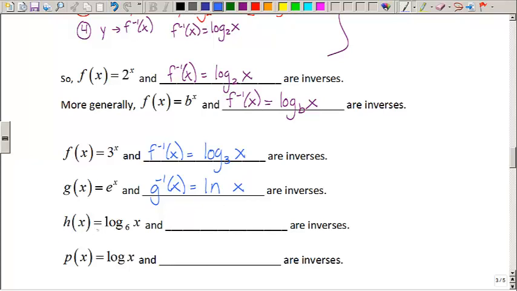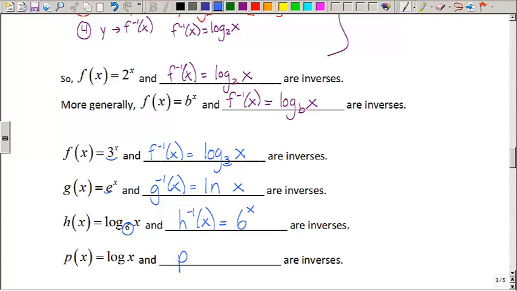Well, what if I give you h of x equals log base 6 of x? I want you to be able to find the inverse of a log function very quickly, just as easily as you found the inverse of an exponential. So h inverse of x, because my base b is 6, the base of my exponential is also going to be 6. So 6 to the x. Notice your bases are the same in all of the problems. Even on g of x, where you didn't even write the base b there, it still is the same base.